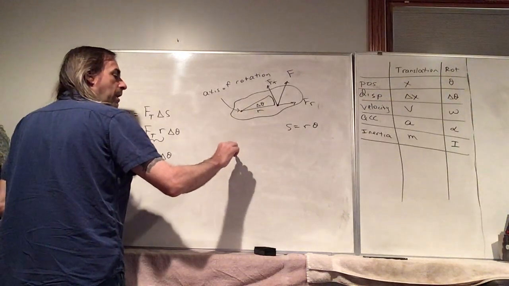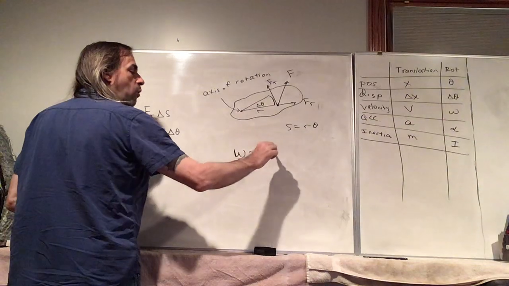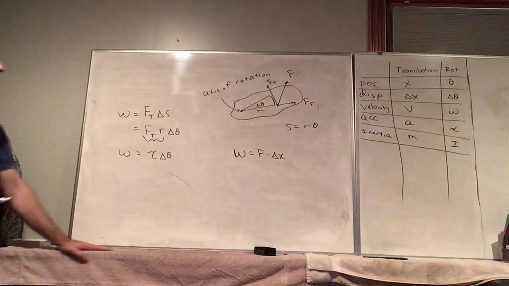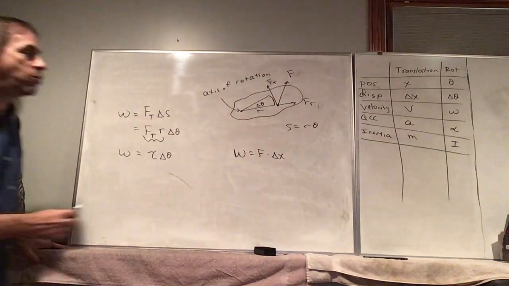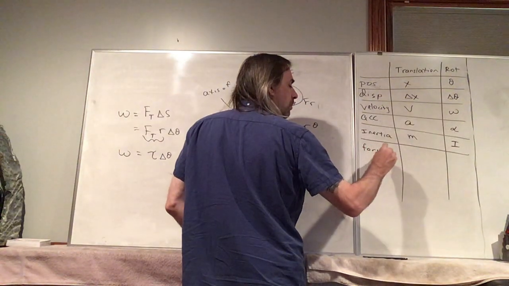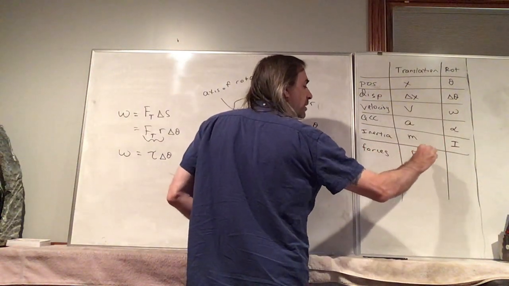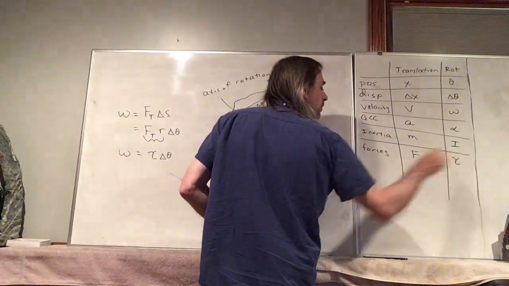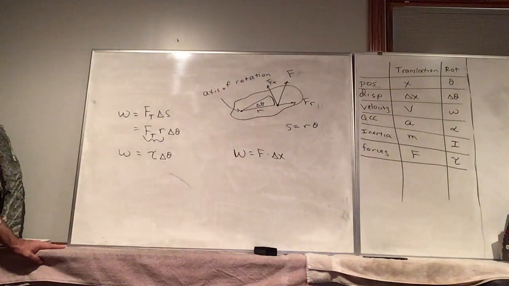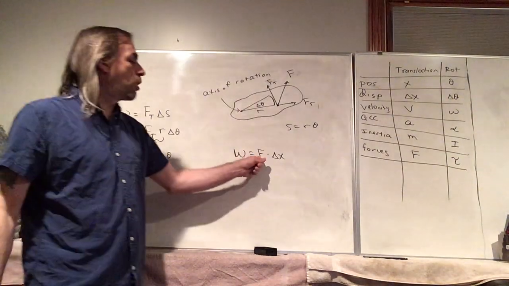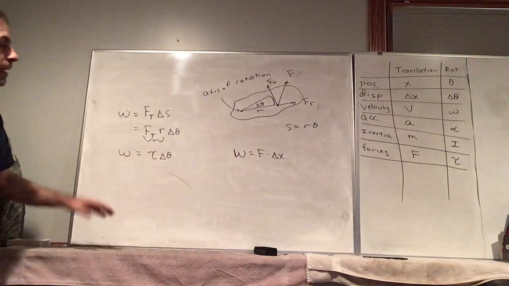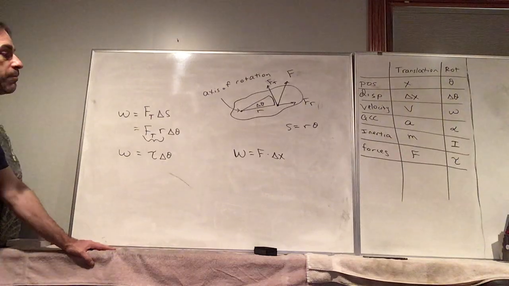Which, if you look at work, that'd be force times delta x. Again, the rotational equivalent of a force is a torque. For translations, we have forces. For rotations, we have torque. So again, that's another one of these substitutions we can make. Work is force times displacement. We can replace force with torque and displacement by angular displacement.